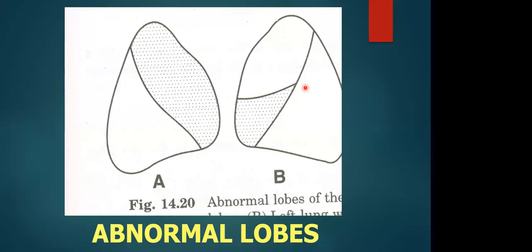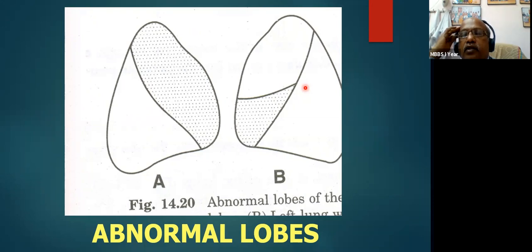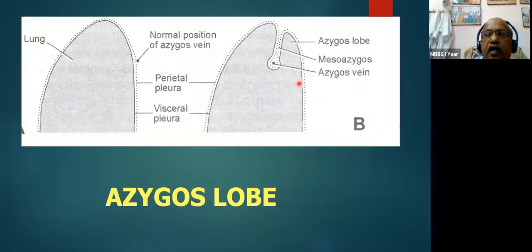Azygous lobe. So already you know that the azygous vein is arching over the hilum of your right lung to open into the superior vena cava. That's what you have studied. Sometimes the azygous vein may pass through the substance of the lung, separating the apex of the lung into 2 lobes. So that is called the azygous lobe. So that may occur.